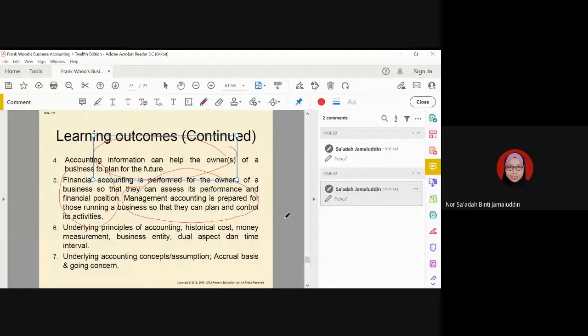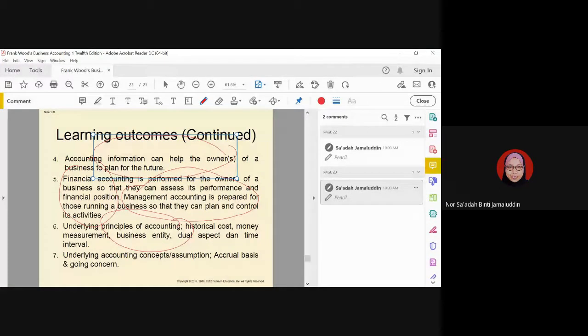Alright, this is on the principles of accounting: historical cost, money measurement, business entity, dual aspect, and time interval. Okay, this is on the accounting concepts. The main accounting concepts that are very important are accrual basis and going concern. But you must know what the accounting concepts are. Let's say a question asks you to list all of the accounting concepts based on the Companies Act, and list all of the accounting concepts based on FRS 5. You must know all the accounting concepts.